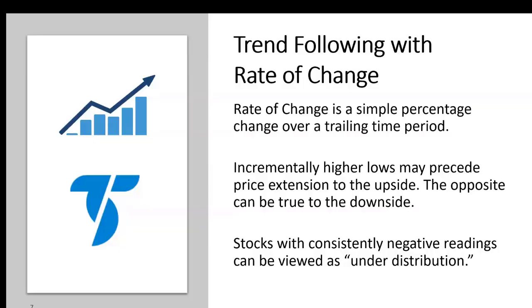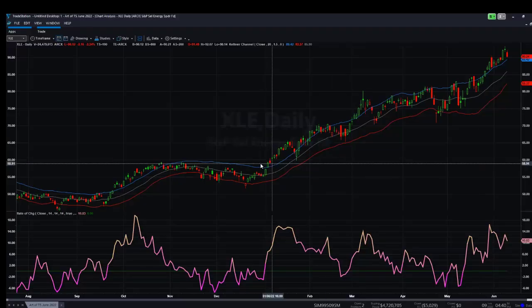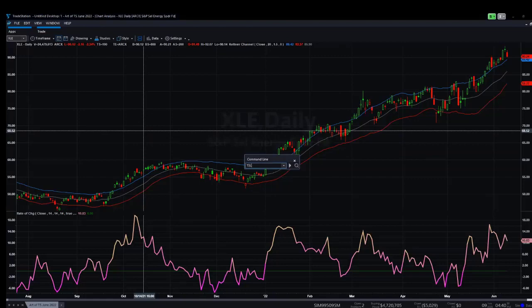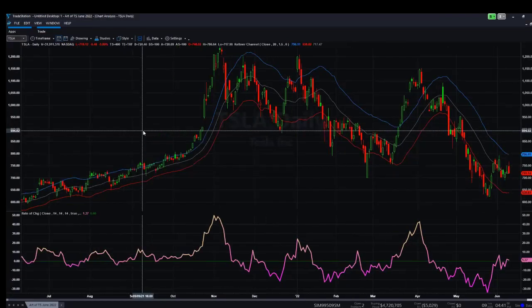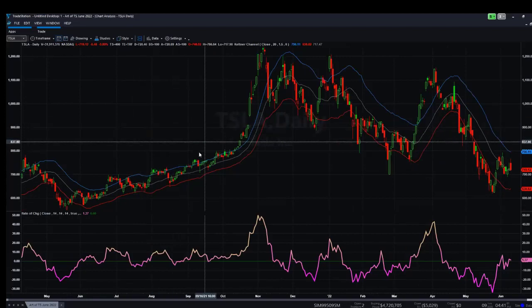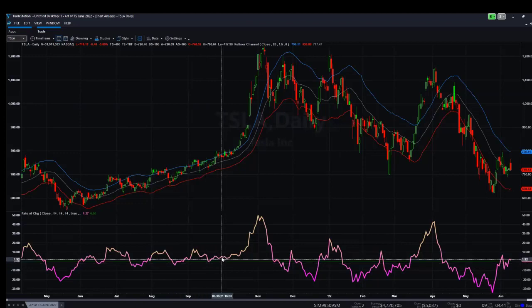Now let's look at some individual examples here that are really standing out that can help us see some of these trends that are taking shape. Now let's take a look at Tesla. Late last year, Tesla, starting in around October, September, really, you can notice that Tesla started making incrementally higher lows on the rate of change.